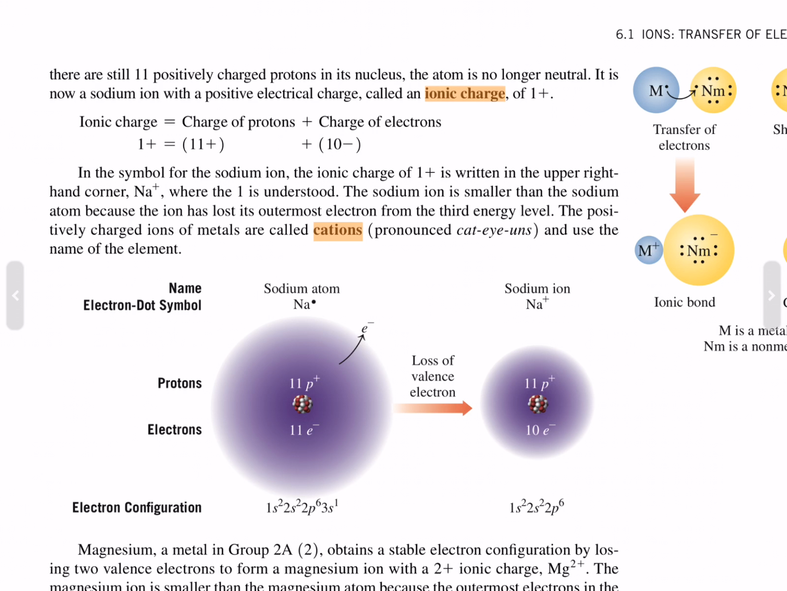In the symbol for sodium ion, the ionic charge of positive 1 is written in the upper right-hand corner, with the 1 understood. The sodium ion is smaller than the sodium atom because the ion has lost its outermost electron from the third energy level. The positively charged ions in metals are called cations, and they use the name of the element.